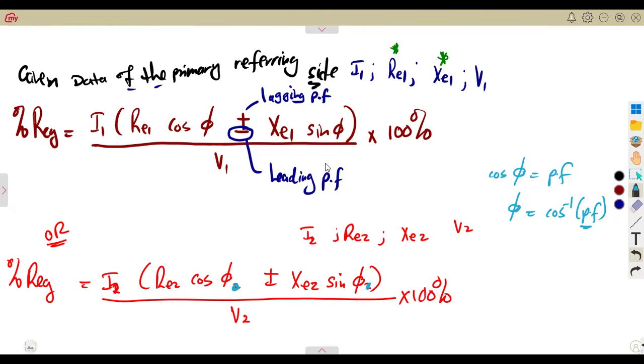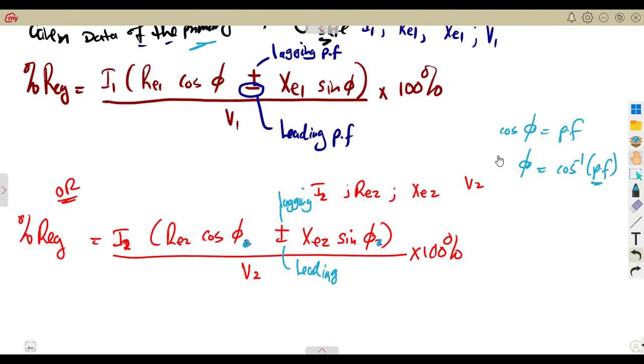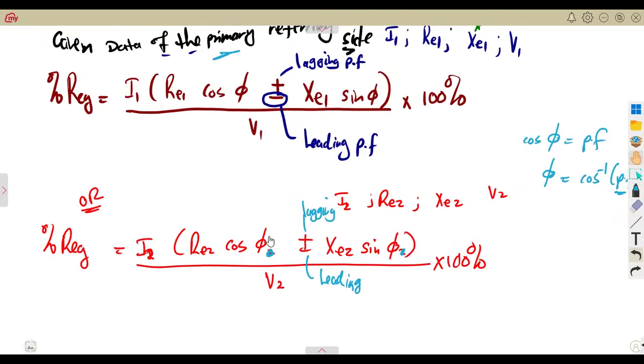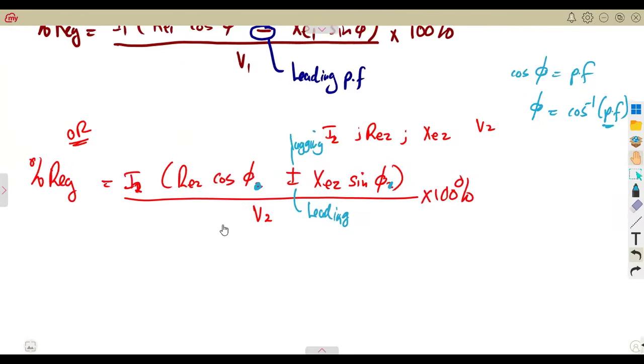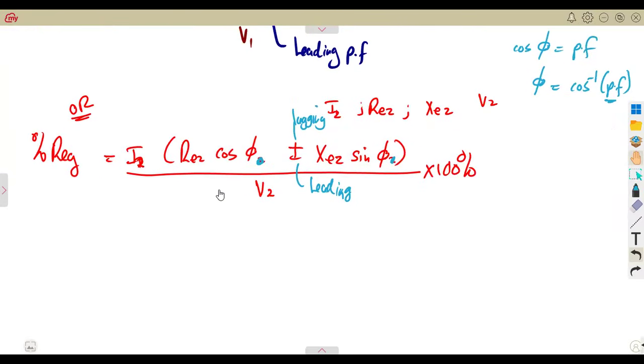Okay. But the plus or minus is still there. Plus, lagging. This one is not going to change. Minus, leading. Only that you are working with the secondary referred values, those ones that we had. So this is what you're going to have as the percentage regulation formula. And from this formula, you're going to see questions, like I was saying, on how to move from percentage to per unit regulation: divide by 100%.